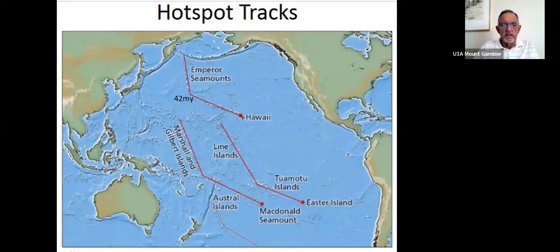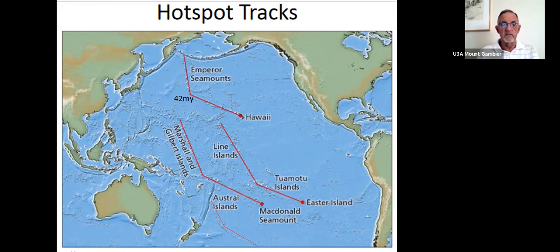And we can see here a whole series of them. The Louisville I've added to this diagram, the Marshalls and Gilbert Islands to the north, emanating or coming from the McDonald Seamount. Easter Island, the source of another line of islands, which close to it are the Tuamotu, and Hawaii, the most well-studied and prominent one, gives rise to the Hawaiian seamount chain and the Emperor seamounts.